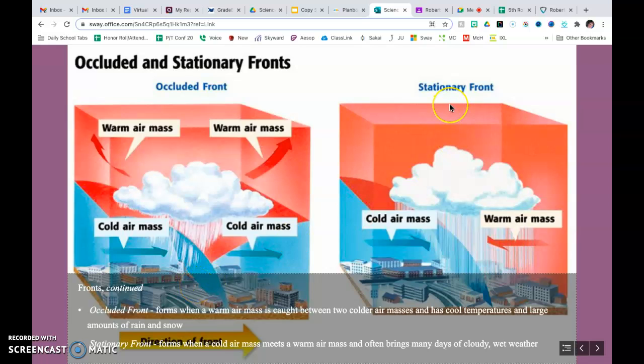Stationary front, well, stationary means it's not moving, staying still. So a stationary front forms when a cold air mass meets a warm air mass, and neither one of them wins, it's kind of like they're equal. It's kind of like tug of war. So you just have days upon days of this gloomy, cloudy, wet, icky weather. All right, so your cold front, your warm front, your occluded front, which is all messed up, and your stationary front, where it just sits and stays.